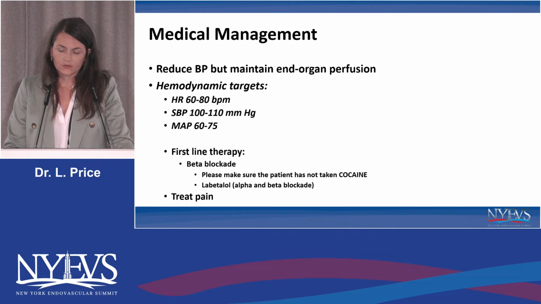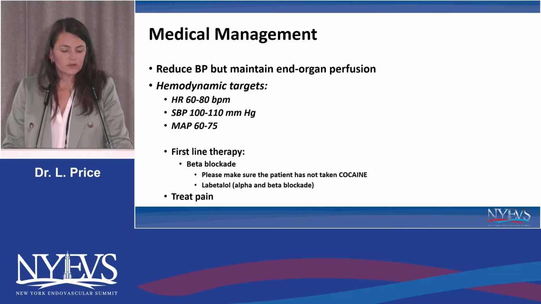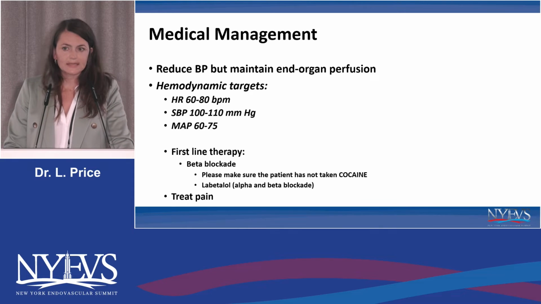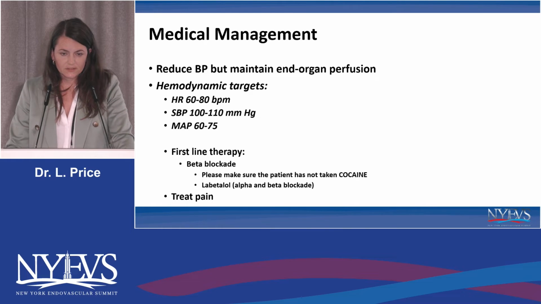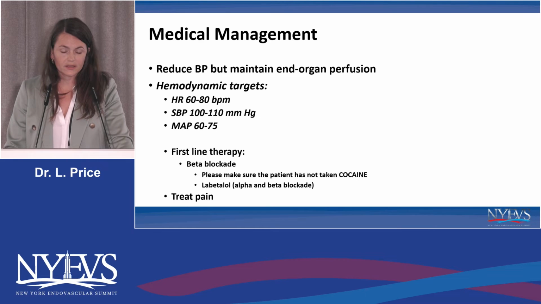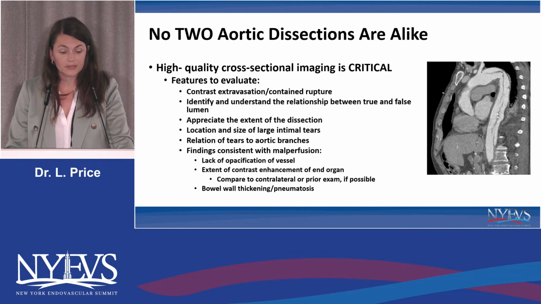Medical management has been for a long time the predominant way we manage type B aortic dissections. You want to reduce the blood pressure, but we want to maintain end organ perfusion. So these are some of the parameters that we aim for. The first-line therapy is beta blockade, oftentimes labetalol. That being said, please make sure your patient's not on cocaine, because then you're going to have essentially a massive alpha stimulation. You also want to treat these patients' pain. They come in with pain. They have sympathetic activation, so you want to treat those patients in a multimodal manner.